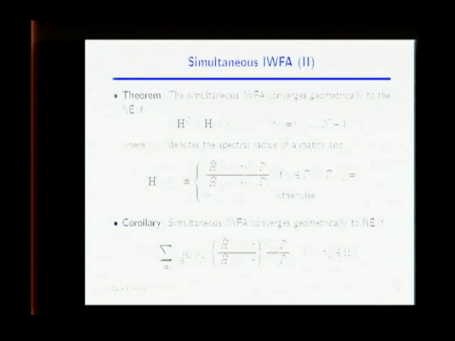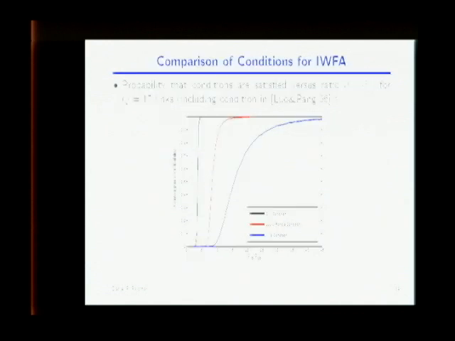This is a corollary. I don't know if it looks familiar, but this is exactly the one we saw before for the sequential. So it's actually pretty surprising that the same condition that guarantees convergence of the sequential also guarantees convergence of the simultaneous. I think it's nice. Let me show you some numerical results so that you can see.